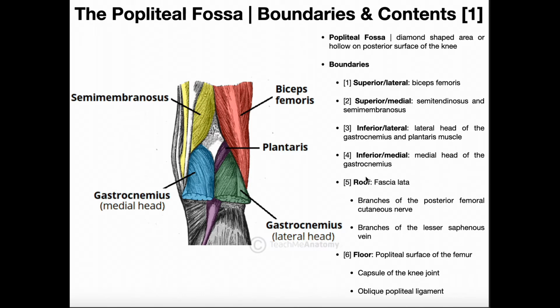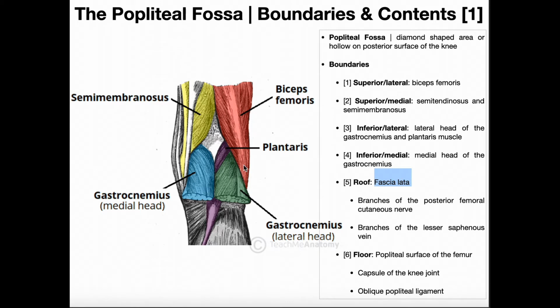Now let's talk about the other two boundaries, the roof and the floor. So the roof of the popliteal fossa is really just the covering that goes over it, the superficial or the most posterior part of this. And it's really just the fascia lata. Now there are some things that are embedded in the fascia lata, for example, some branches of the posterior femoral cutaneous nerve. Recall that this nerve is part of the sacral plexus, and so branches of that move through it and are embedded in the fascia lata, which of course makes up the roof. And then also we have branches of the lesser saphenous vein. Recall that we have a great saphenous vein and a lesser saphenous vein, so some of the branches are also embedded in that roof. The saphenous veins are superficial veins, and so it would make sense if they're in the superficial part of this. Okay, that makes up the roof, embedded in the fascia lata.